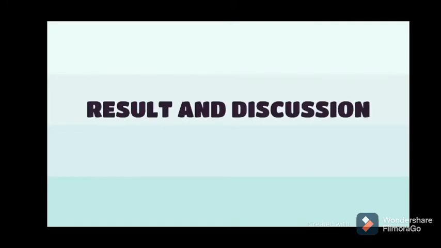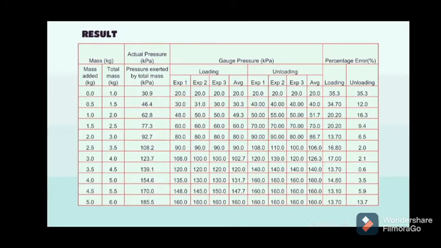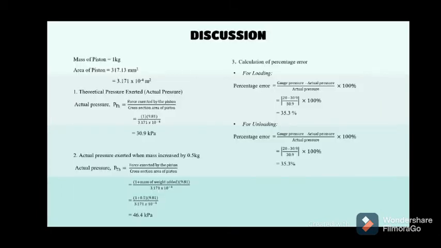Result and discussion. This is the table of the results. And now the discussion. This is the calculation for a mass of 1 kilogram, and the area of the piston is 317.13 millimeter squared. We must convert it to meter squared to follow the formula. The formula is actual pressure P_th equals the force exerted by the piston over the cross-section area of the piston, and we get 30.9 kilopascal.